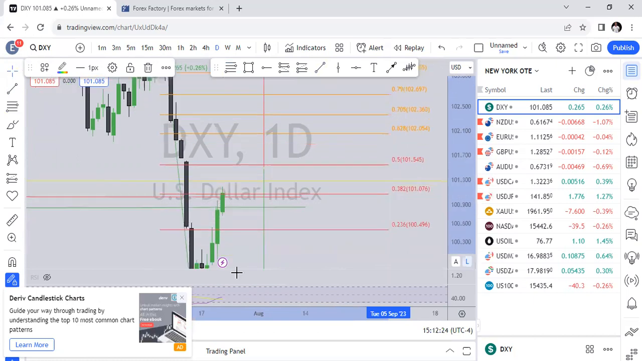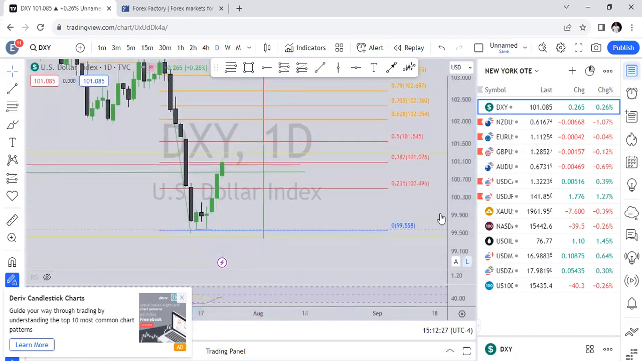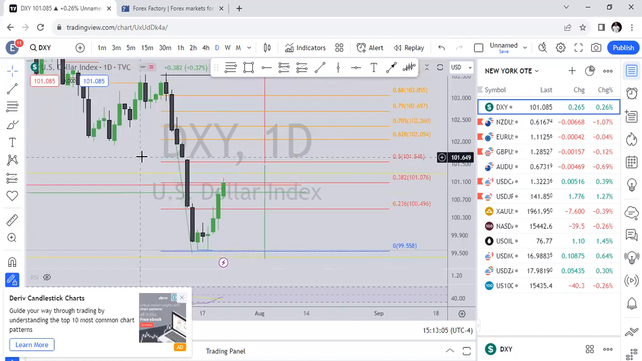If we're looking at this as a pullback, the least we should get is that we should at least move back to 50%. We are still short of 50% of our fib. So whatever happens there is still giving us a strong indication that this is an area where we expect more move to the upside, because we're still short of our 50% retracement.